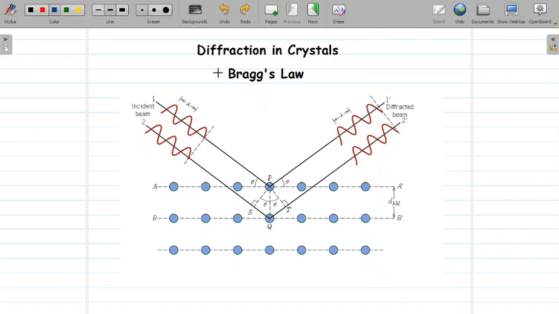Hello friends, in today's session we will learn about diffraction in crystals. We will be deriving Bragg's law for diffraction.